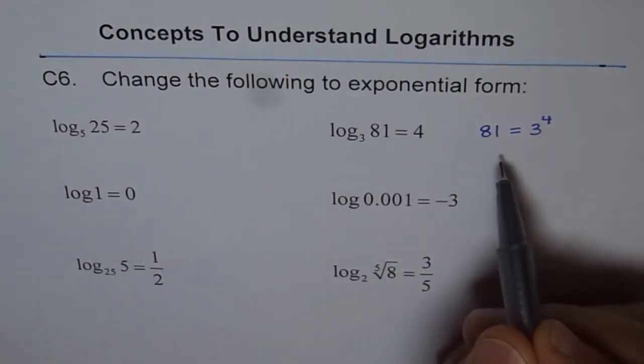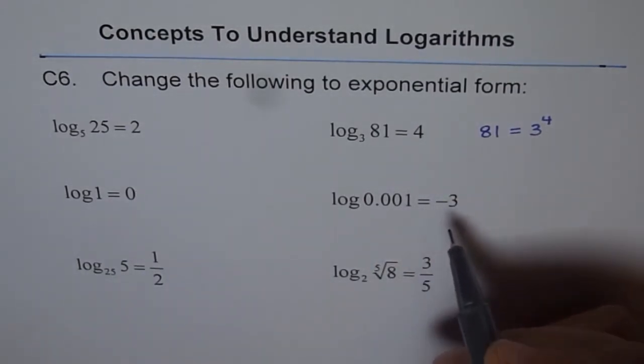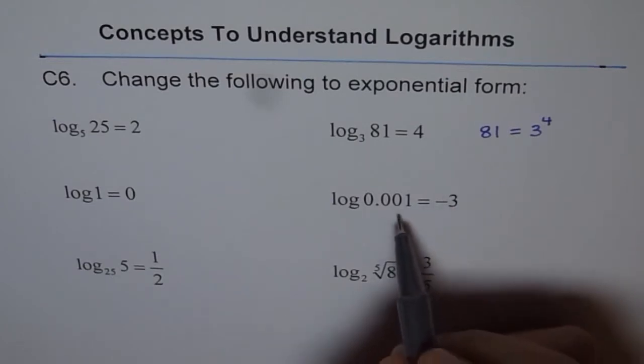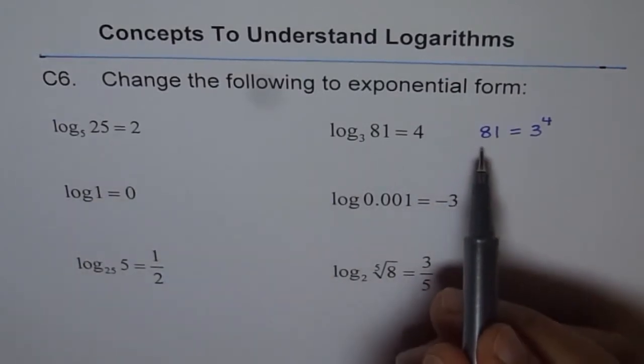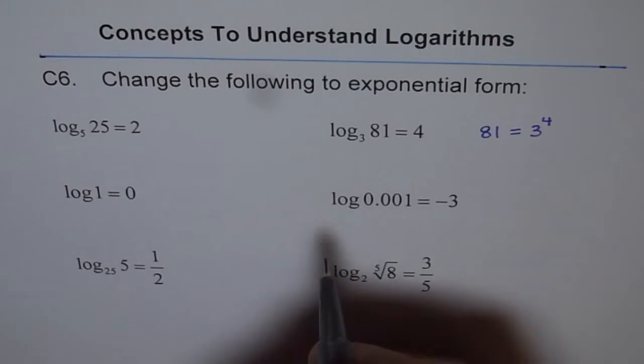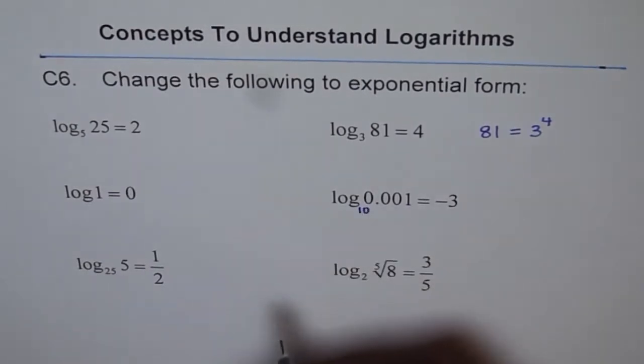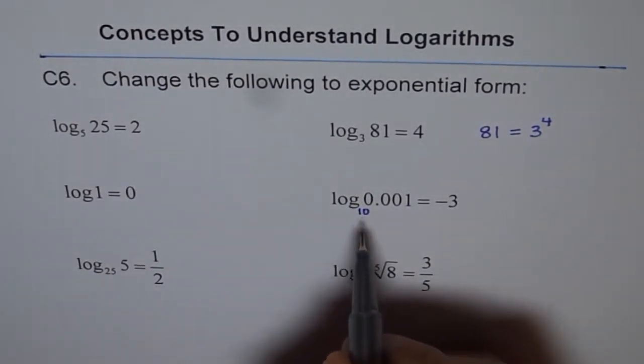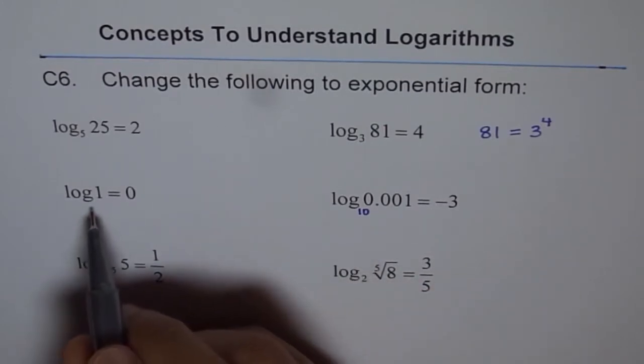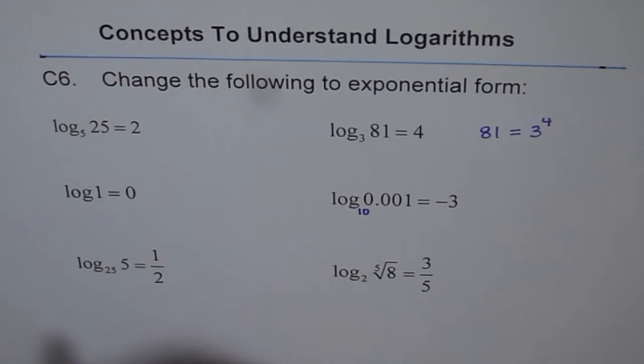You know 3 to the power of 4 is 81. Similarly, I will do this. This you can do yourself following the same method, right? Here, if we don't write anything for the base, it is always base 10, correct? Assume it is always base 10. And if it is base 10, we don't write it. Simple as that. So for example, here it is to the base 10, correct?